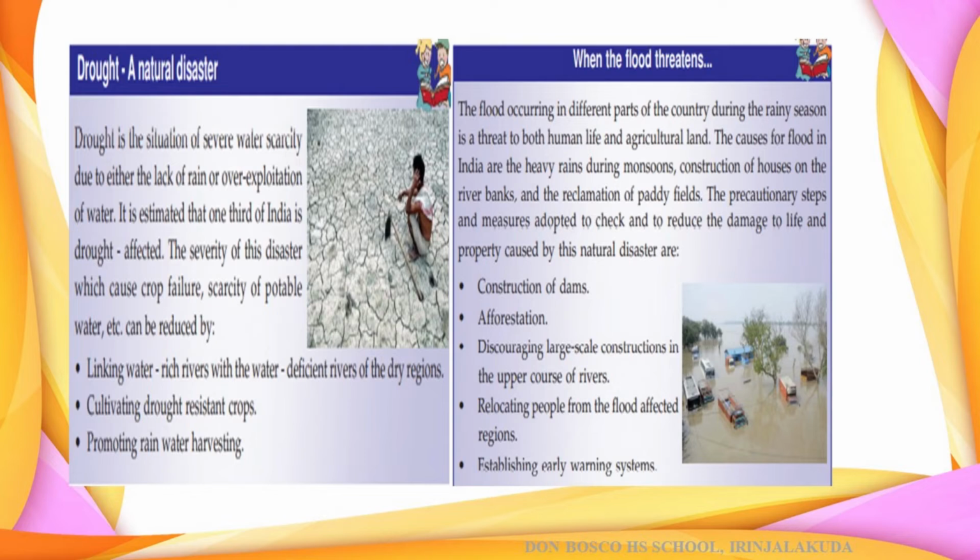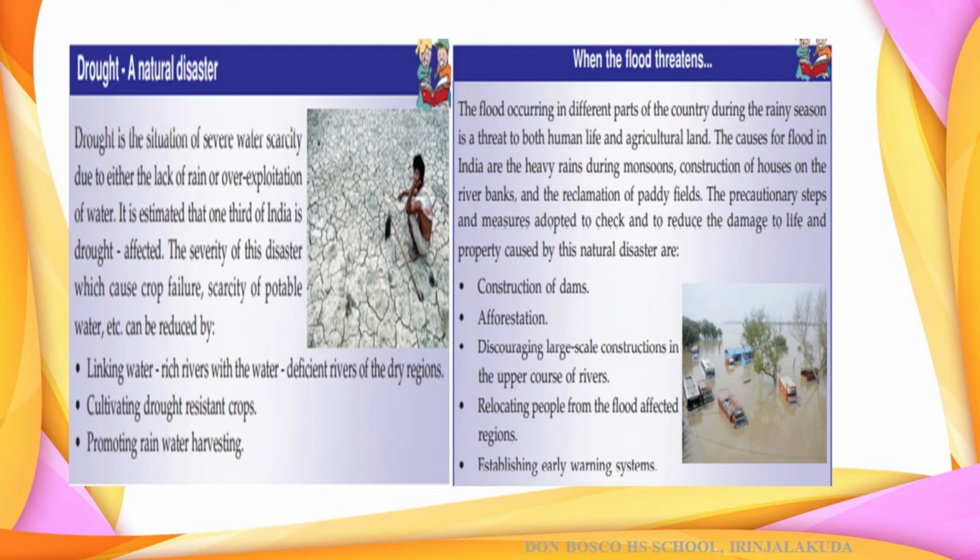Now, what are the precautions that we can take to protect ourselves, our life and property? First one, construction of dams. Second one, plant more trees or afforestation. Third one, discourage large-scale construction near the upper course of the river.